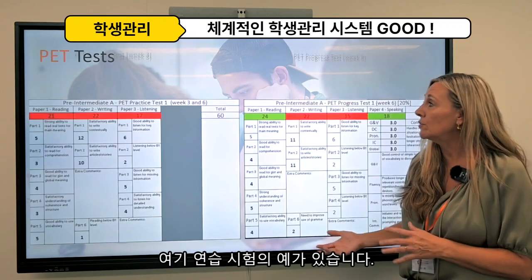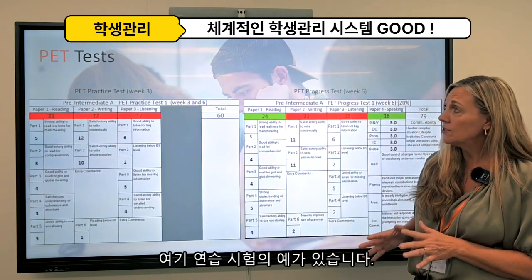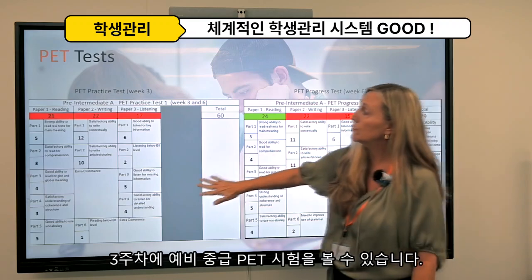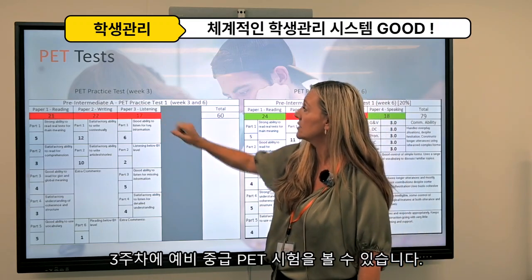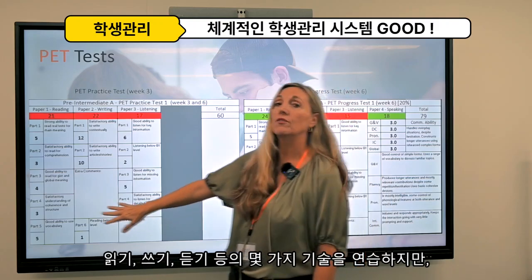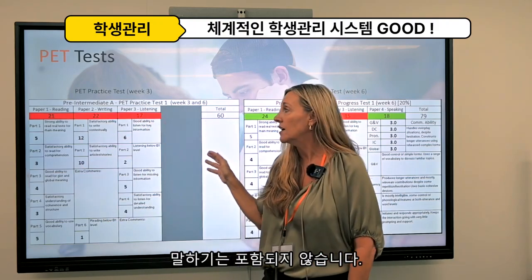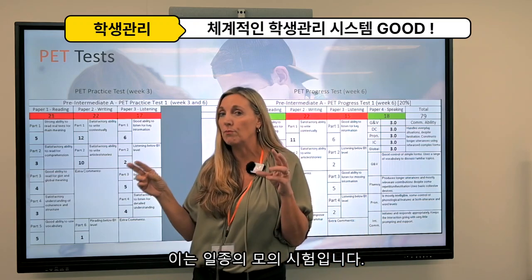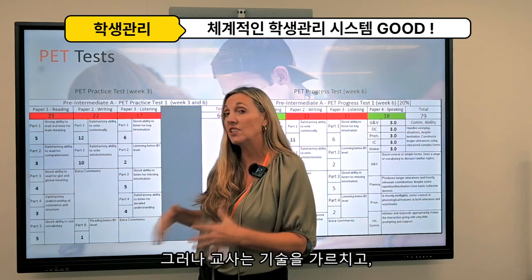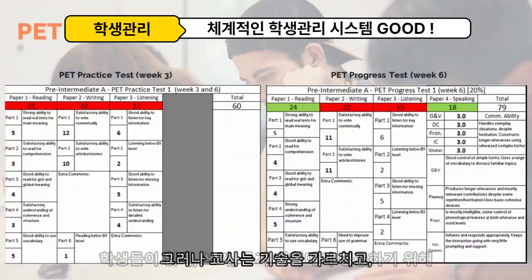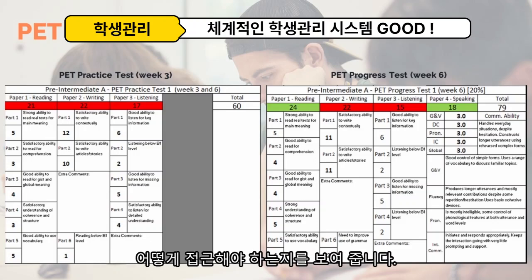So here is an example of the practice test. So this is a PET test. So you can see pre-intermediate PET test, week 3. They do a few of the skills, reading, writing and listening, but not the speaking. And this is where it's kind of a mock test. However, the teacher does teach the skills and shows the students how they need to approach the test to be successful in reading, writing and listening.